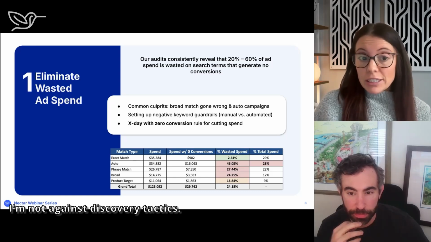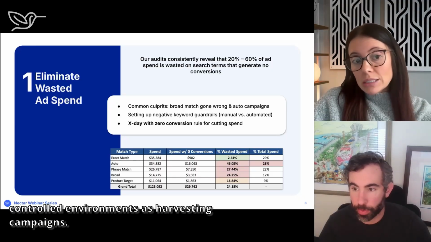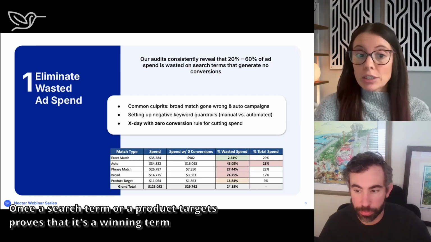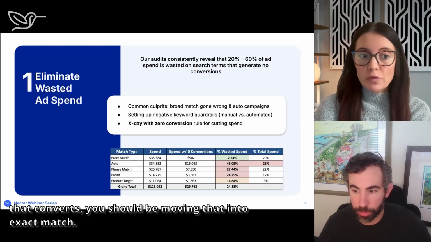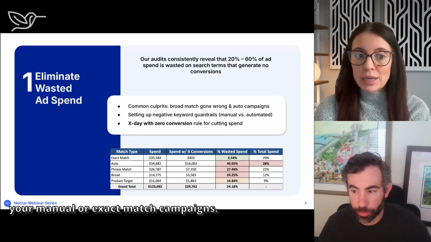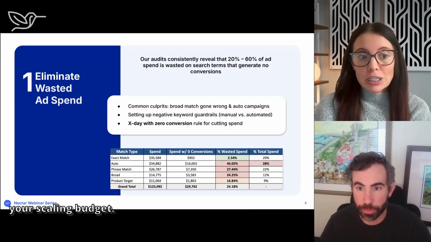I'm not against discovery tactics. They're important. They help surface new demand, but they should operate as controlled environments, as harvesting campaigns. Once a search term or a product target proves that it's a winning term that converts, you should be moving that into exact match. Broad stroke targeting should be used to capture anything missing in your manual or exact match campaigns. Discovery can inform strategy, not consume the majority of your scaling budget.